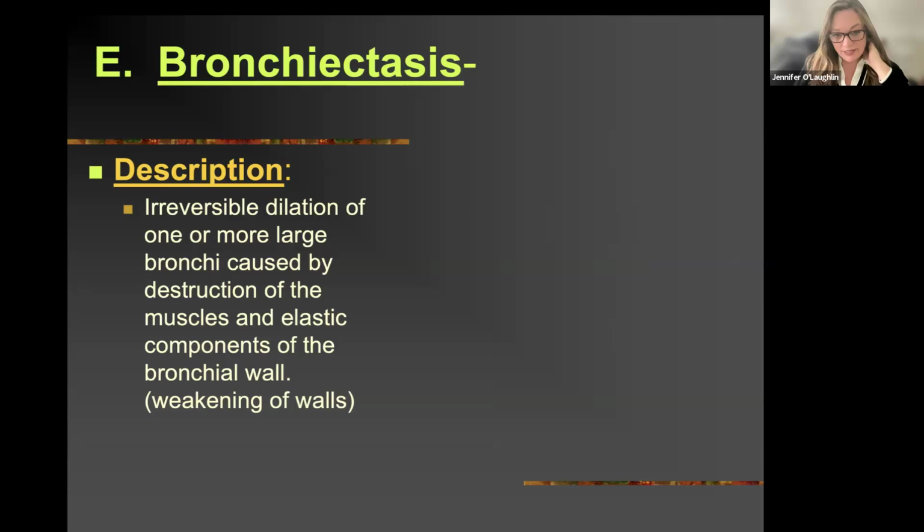With bronchiectasis, the elastic and muscle components that hold the bronchial wall together become weakened, and they allow the bronchi to become expanded. So they lose elasticity in the walls, they widen out. And then you can get retained mucus. It's harder to expel mucus out of these bronchi now. So you'll get retained mucus inside the diameter of the bronchi.